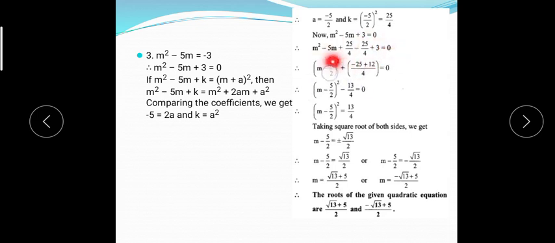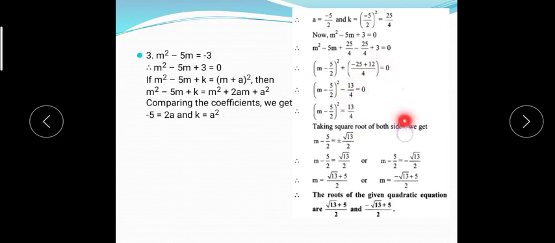After adding and subtracting, you will get m square minus 5m plus 25 by 4 minus 25 by 4 plus 3 is equal to 0. Then by taking a perfect square, using the identity, these three terms we can write as (m minus 5 by 2) whole square. When you are expanding, you will get the same equation. Then plus 25 by 4 plus 3. So minus 25 plus 4 threes are 12, by 4. After solving, you will get 13 by 4.